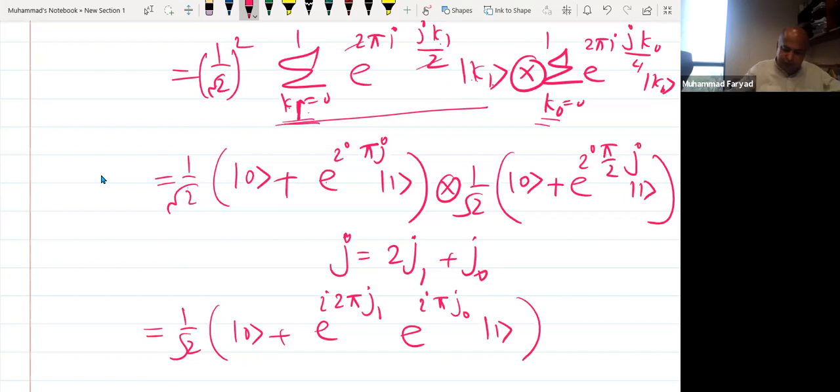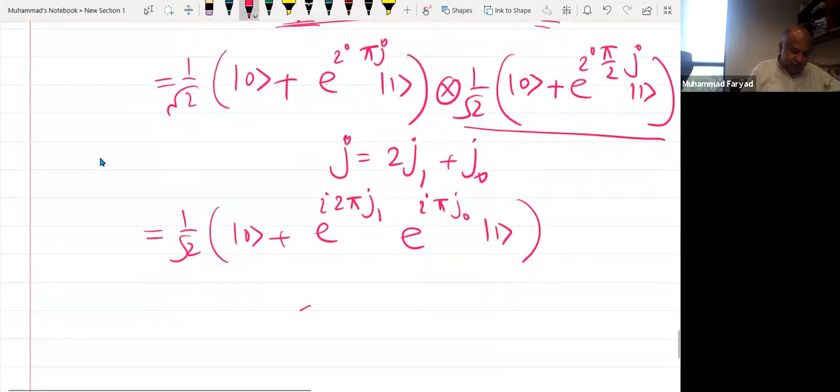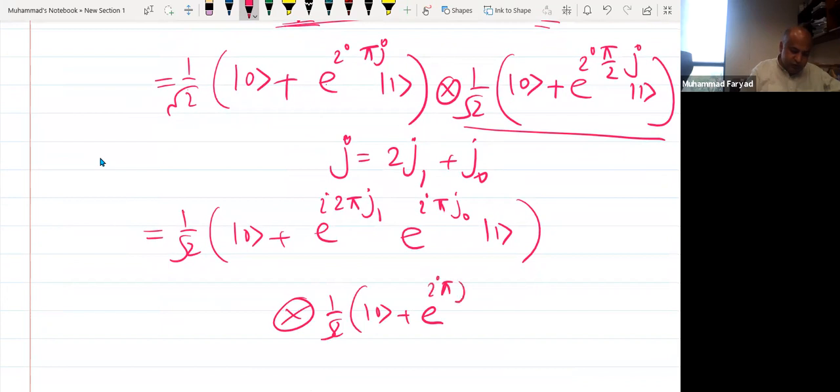So this is 1 qubit. The second qubit, this one is 1 over square root 2, |0> plus exponential. So when I put 2j1, this 2 cancels away. So I have iota pi j1. And then when I put this j naught, this j naught remains. So I have exponential iota pi by 2 j naught 1.